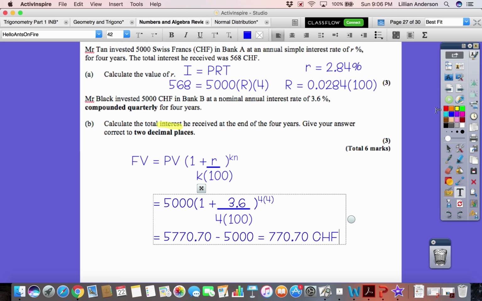Okay. Now on this particular one, like I said, I saw the errors mostly with the interest, part A. And then of course, a lot of you guys forgot to subtract the 5,000, forgetting that they were asking for interest and not the total amount after 4 years.